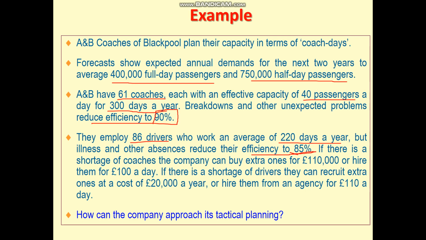If there is a shortage of coaches, the company can buy one extra coach for $110,000, or they can hire them for $100 per day. And if there is a shortage of drivers, they can recruit one extra driver at a cost of $20,000 per year, or they can hire them from an agency for $110 per day. So how can the company approach its tactical planning? So let's see here. I suggest you follow the step-by-step overall approach that I introduced earlier.